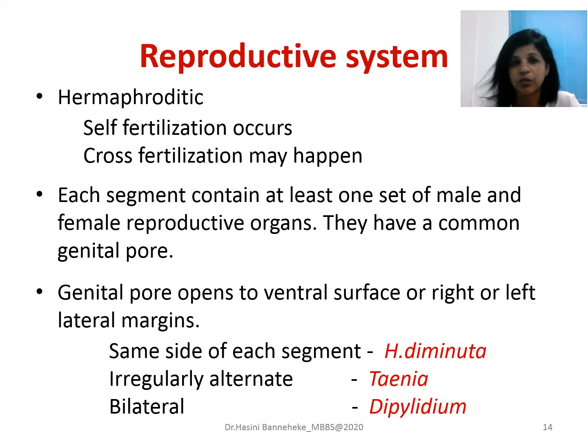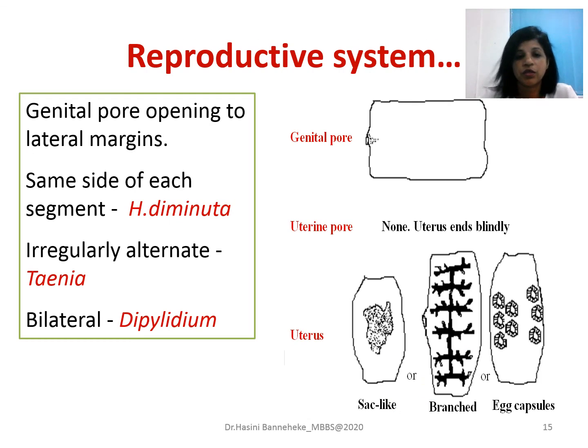For example, in species like Hymenolepis diminuta, the genital pore opens onto the same side of each proglottis, so that when you examine the strobila, you can see the same side of the proglottis has the genital pore. Whereas in Taenia, it alternates, like it could be on the left side in one proglottis, on the other side on the next one. It alternates irregularly; there is no pattern. And the dog tapeworm, Dipylidium caninum, opens onto both sides. So this slide shows some of those structures and how they look. You can see the genital pore here. It has opened to one side.